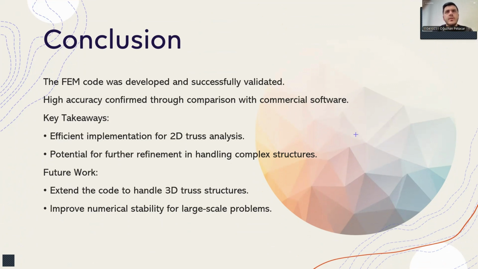Conclusion: the FEM code was successfully developed and validated, demonstrating high accuracy through comparison with commercial software. It provides an efficient solution for 2D truss analysis, with potential to be further refined to handle complex structures. Future work includes extending the code to support 3D truss structures and improving numerical stability for large-scale problems, ensuring broader applicability and robustness.